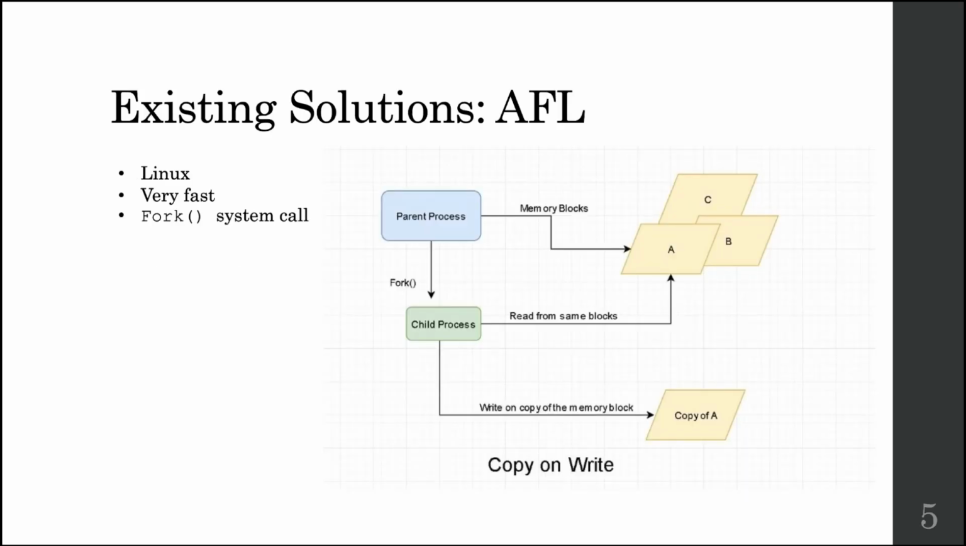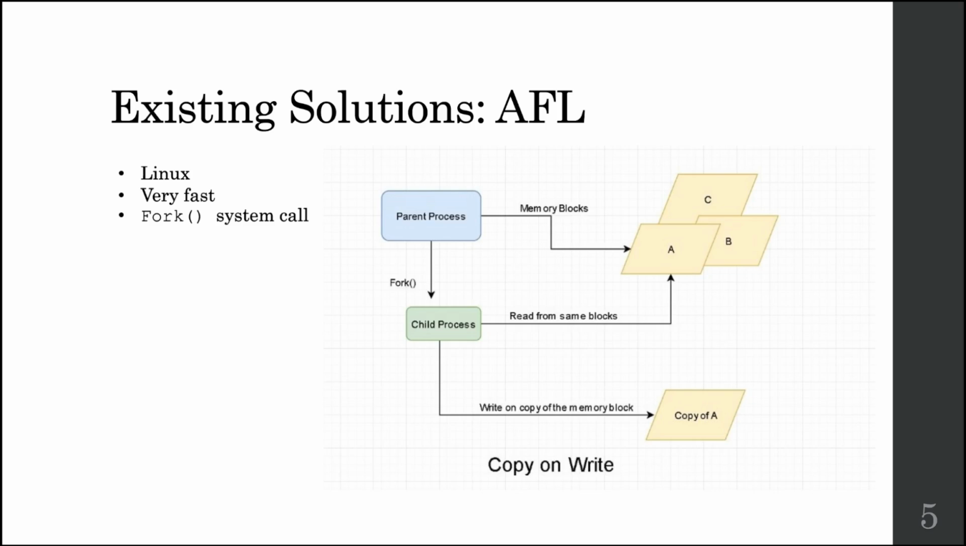To understand where our project fits, let's look at some existing fuzzing tools. The first one is AFL. AFL runs on Linux and is incredibly fast, hitting thousands of inputs per second. It does that by using the fork system call with copy on write.